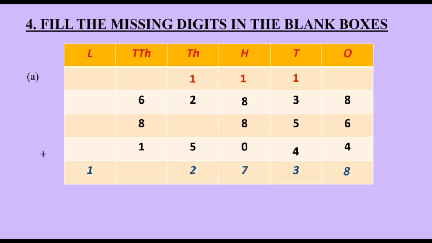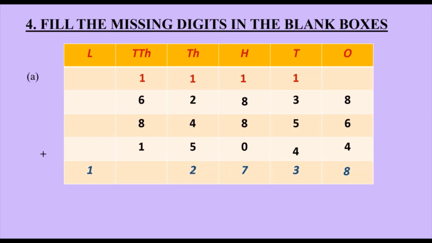Then we go to the thousands place. We have 1 in our hand. So 1 plus 2 plus 5 is 8. And in the answer box we have 2. That is 12. So 12 minus 8 is 4. So the missing digit is 4.